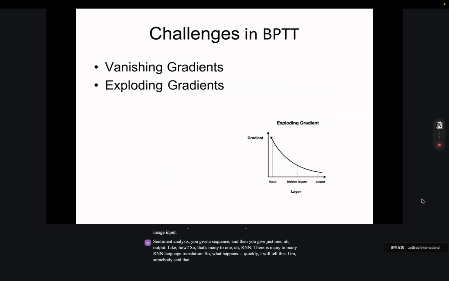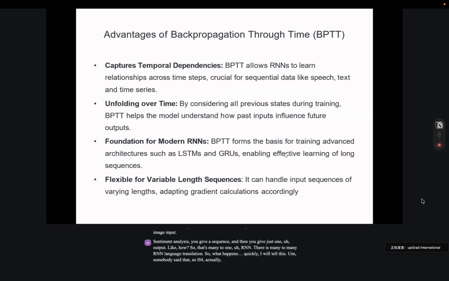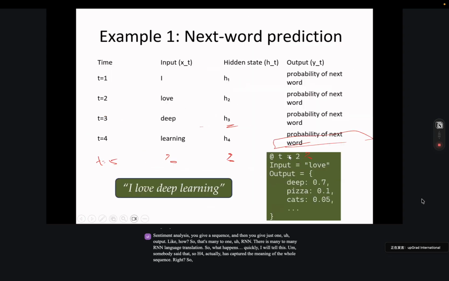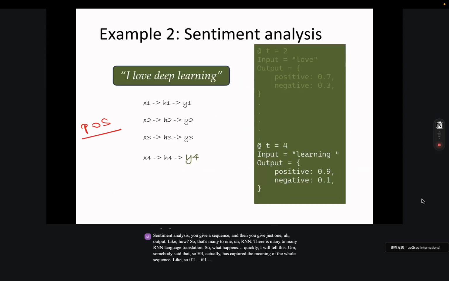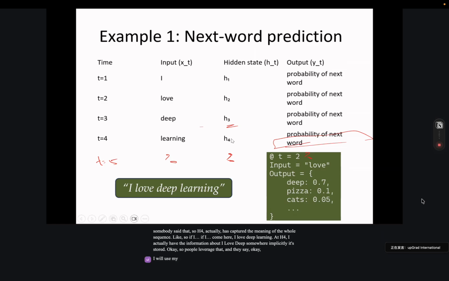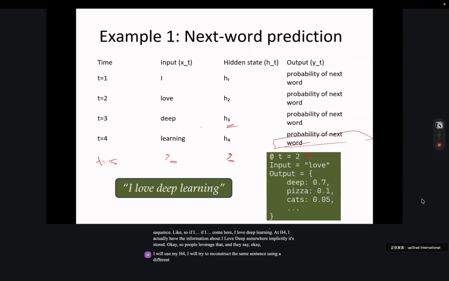Somebody said that H4 actually has captured the meaning of the whole sequence, right? So if I come here, I love deep learning at H4, I actually have the information about I love deep somewhere implicitly stored. So people leverage that and say, okay, I will use my H4 and try to reconstruct the same sentence in a different language or in the same language. Kind of like the autoencoders which we used.